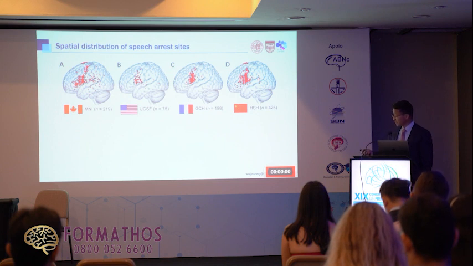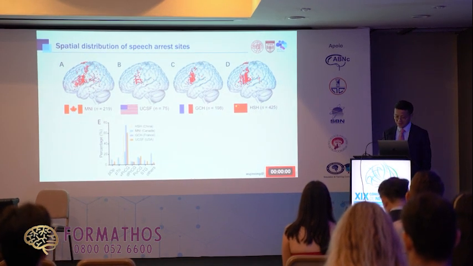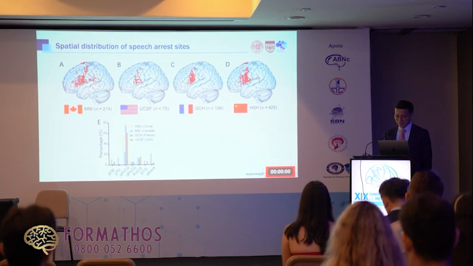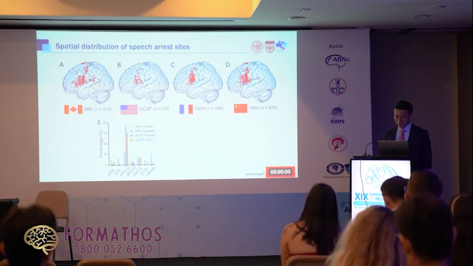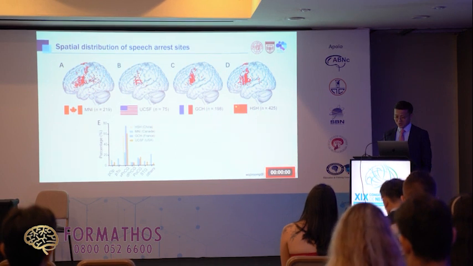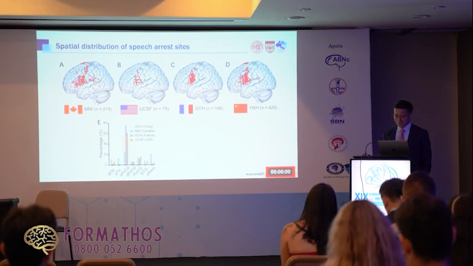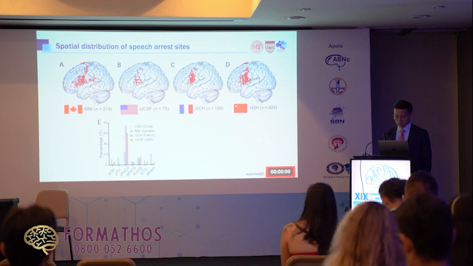You can see here Fig A to Fig D shows the distribution of speech arrest sites in the 4 medical centers, and in Fig E, we present the percentages of speech arrest sites in various brain regions. We can see that in each medical center, the ventral precentral gyrus has the highest proportion of speech arrest sites. In contrast, the proportions in the pars triangularis and the pars orbitalis are relatively low.